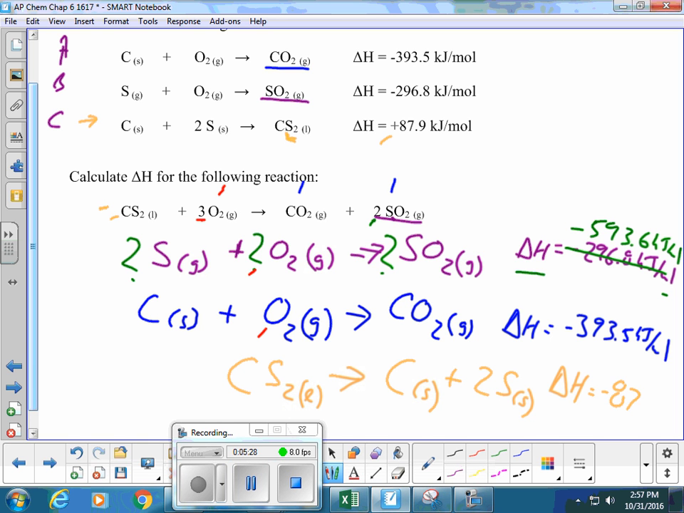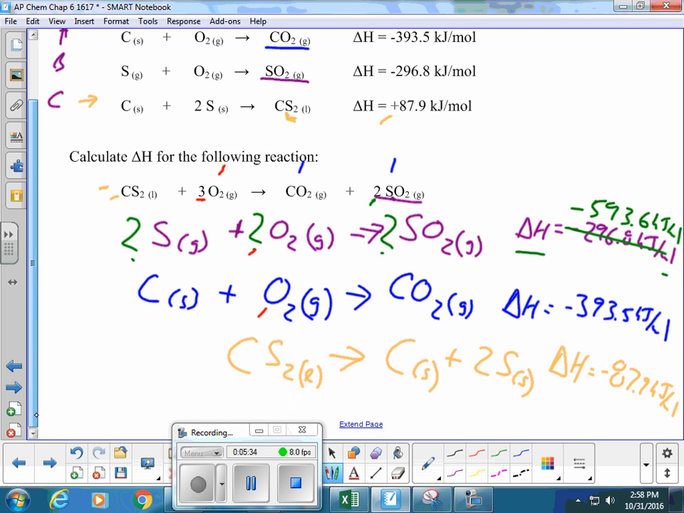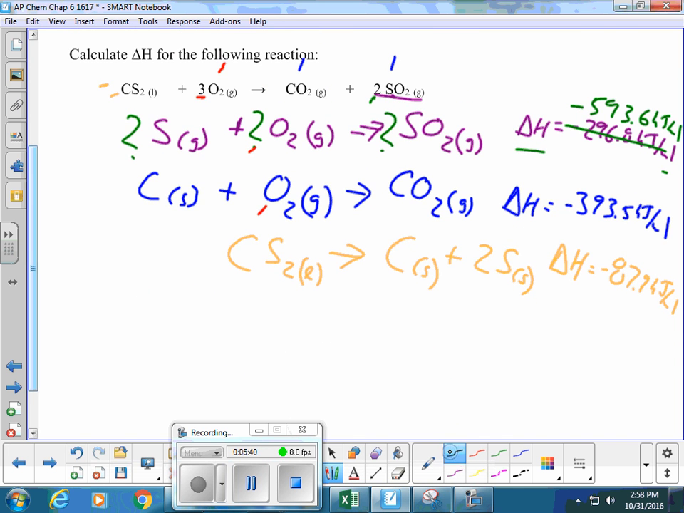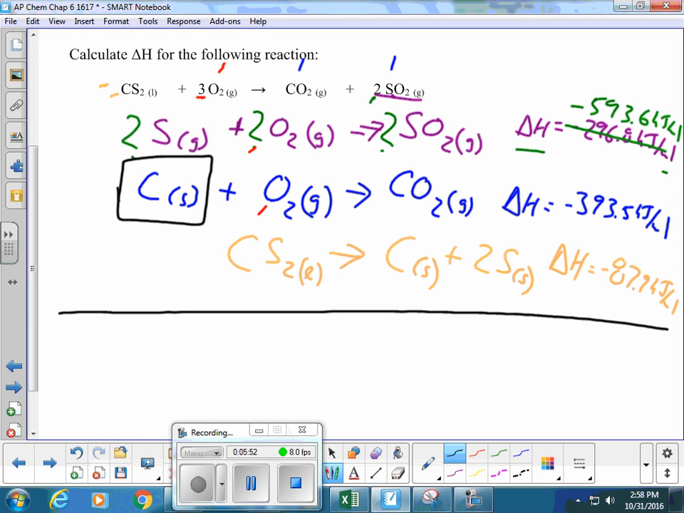And now I think I'm going to be pretty good here. I'm going to extend the page here. I want to look at that equation there. And now we're going to do a little algebra. If I look here, I've got carbon as a solid there, and I've got carbon as a solid there. So those two entities will cancel off because one's on the reactant side and one's on the product side. You can subtract them off of the equation.